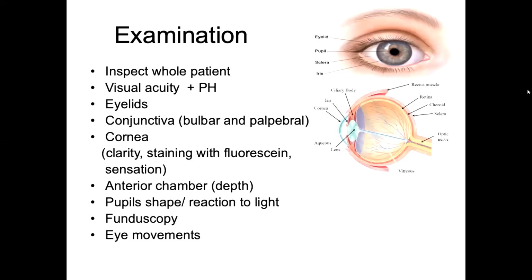Then the other important thing in red eye patients is anterior chamber depth, whether they are going in for acute angle closure glaucoma. If the anterior chamber depth is low, then we have to suspect whether they are having an angle closure glaucoma. Then pupil shape and reaction to light is important. Funduscopy, the back of the eye, we also have to check. And then the eye movements.